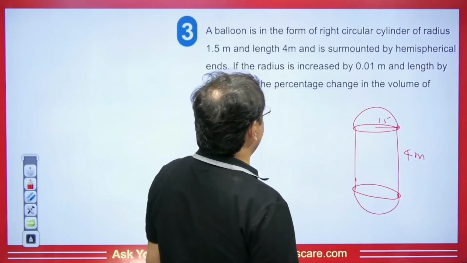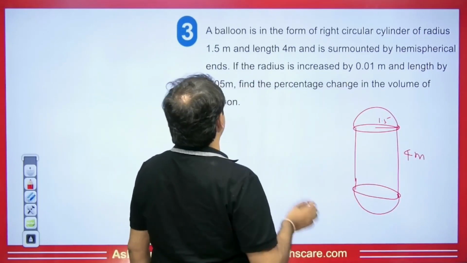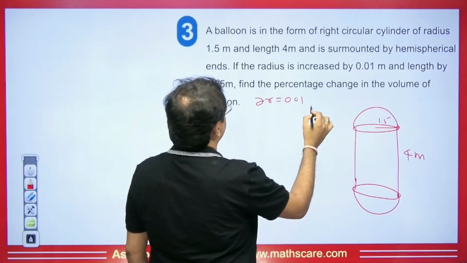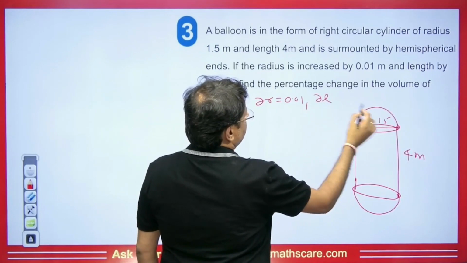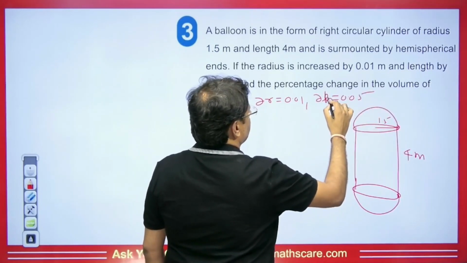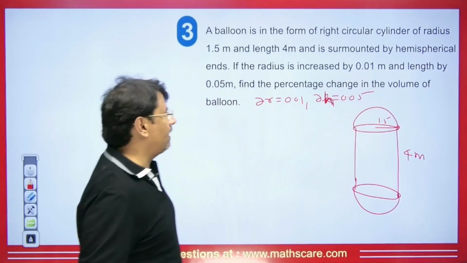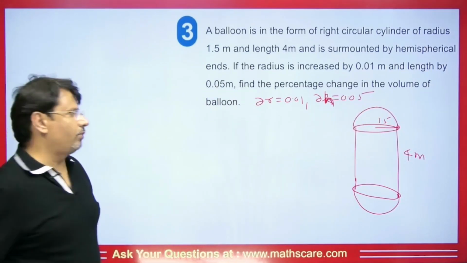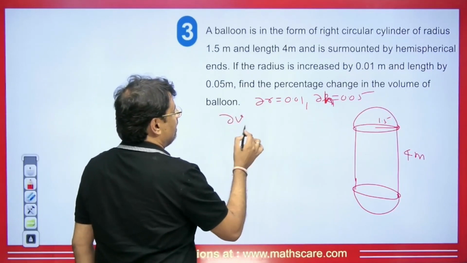If the radius is increased by 0.01 and length is increased by 0.05, then we have the value of ΔR given as 0.01, and ΔL is the value for length, given as 0.05, or we can take it as ΔH. That would be better. For length, we will use H here. You are being asked to find the percentage change in volume, which means you need to find the value of ΔV upon V × 100.